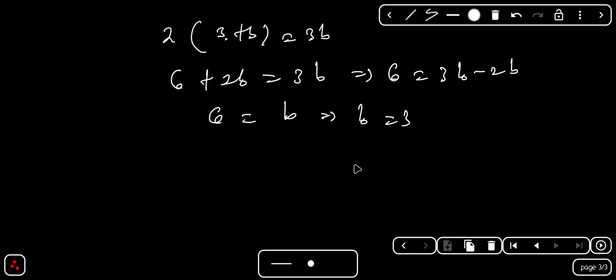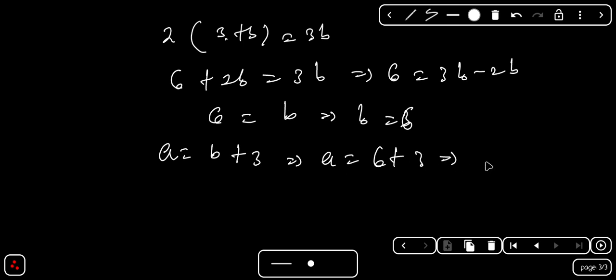Now let's find the value of a. Now remember that a equals b plus 3, okay? Then just substitute, b is 6, sorry. So substitute b to be 6, we are going to have a equals 6 plus 3. So then we have a equals 9. So therefore, we have the value of a equals 9 and the value of b is equal to 6.